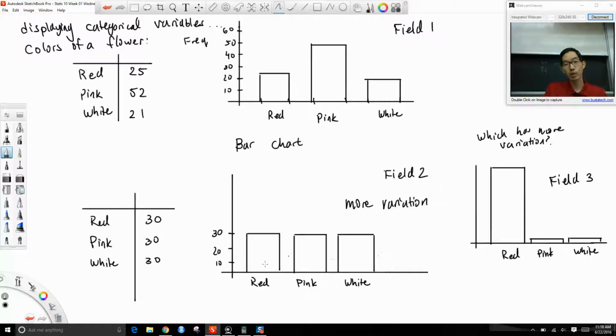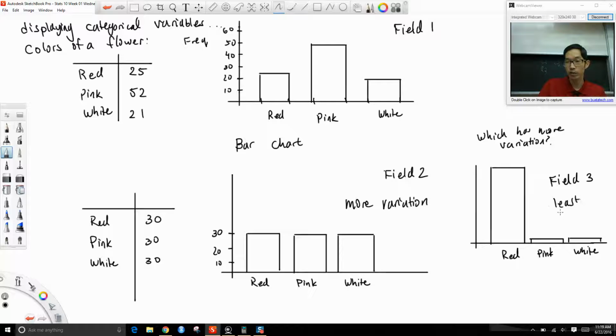In field 2, you have red, pink, and white all kind of equally represented, so there's a lot of variation in the color there. And then in field 1, you've got a lot of pink flowers, so that decreases the amount of variation. You do have red and white, but if we were to close our eyes and pick some flowers at random, we've got a much higher chance of picking a pink flower. And so we would say field 2 has the most variation. In this case, field 3 would have the least variation.